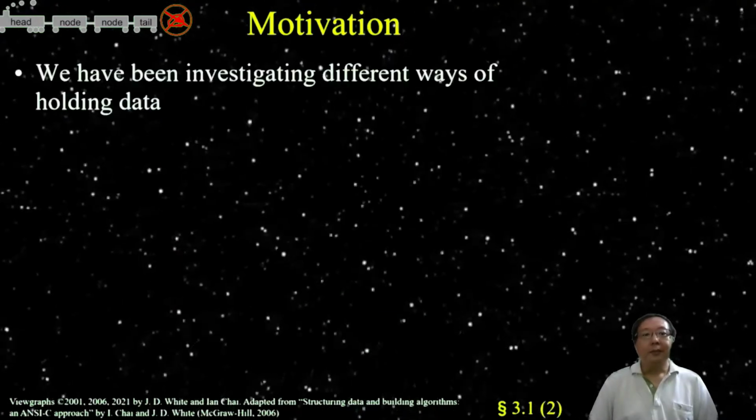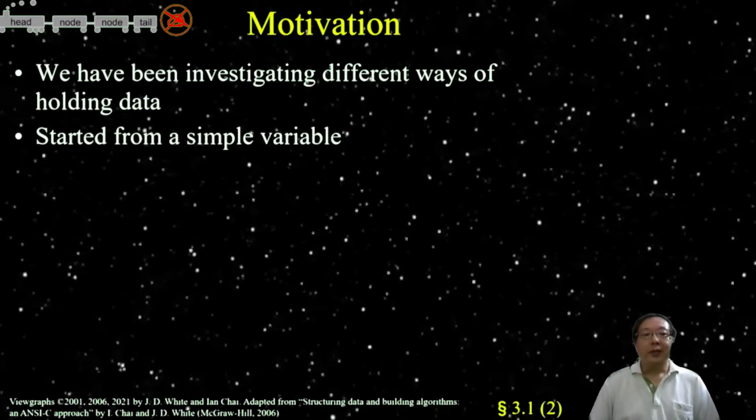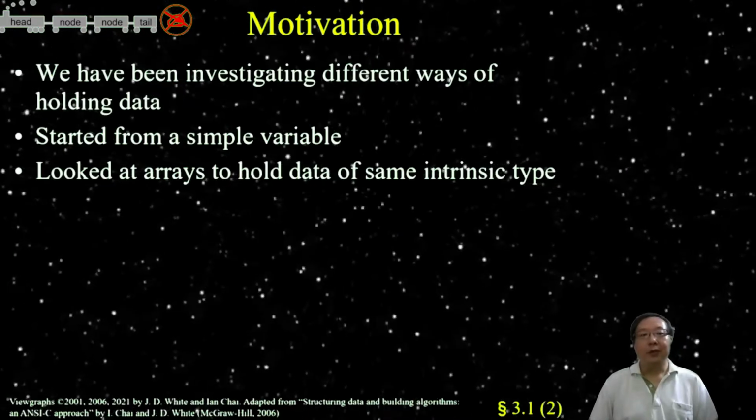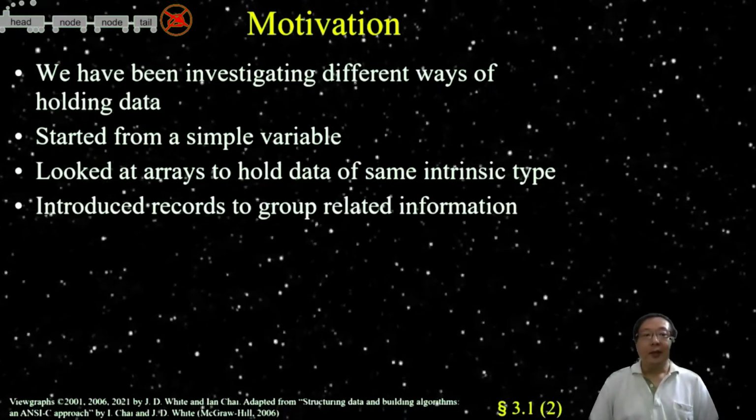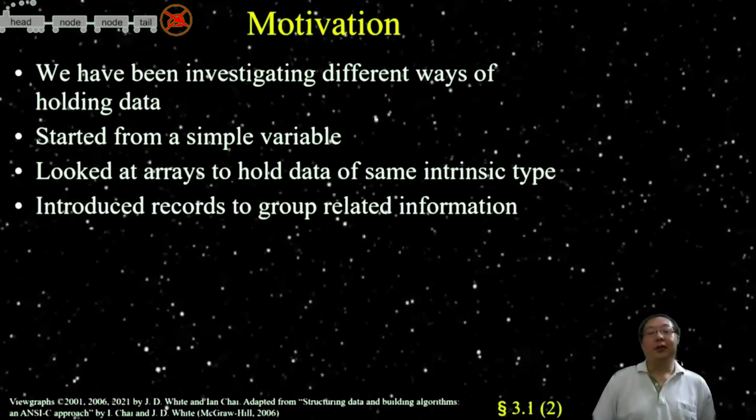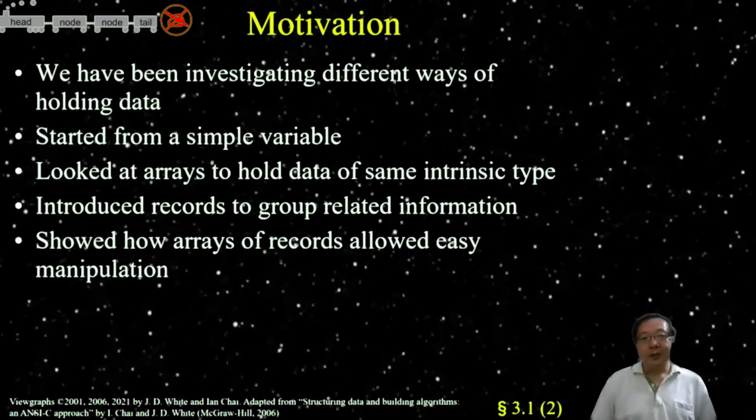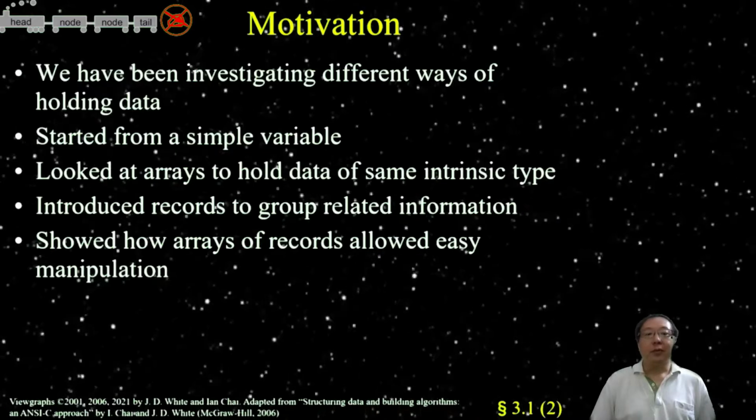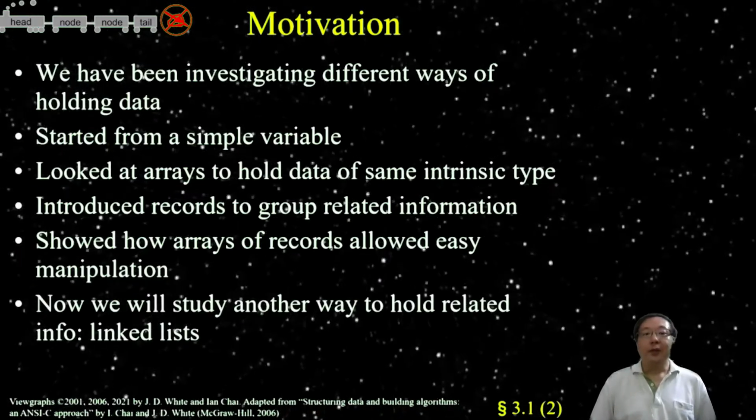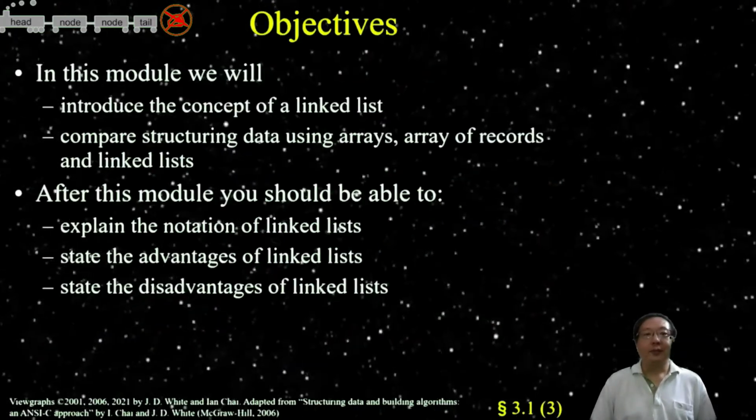Okay, we have been looking at different ways of holding data earlier. We started from a simple variable and then looked at arrays that can hold a lot of the same type of data. And then we introduced records where you can group together related information of different types of data. And we showed how arrays of records allows you to easily manipulate the data together. Now we're going to study another way to hold related info, which is called linked lists.